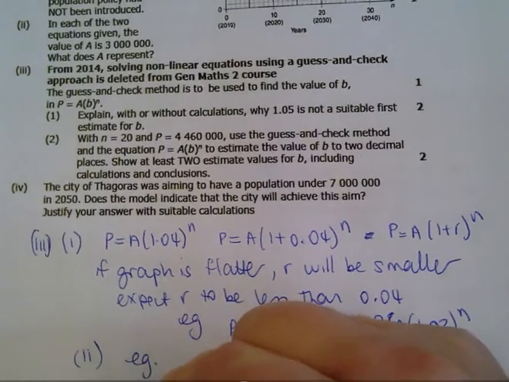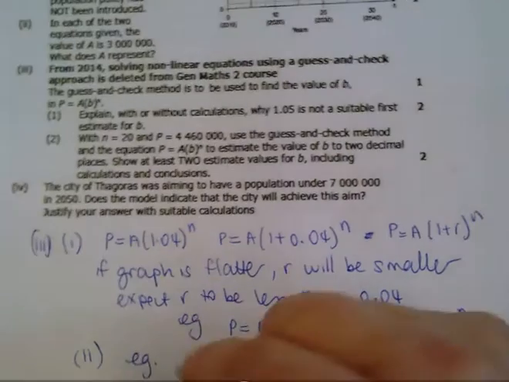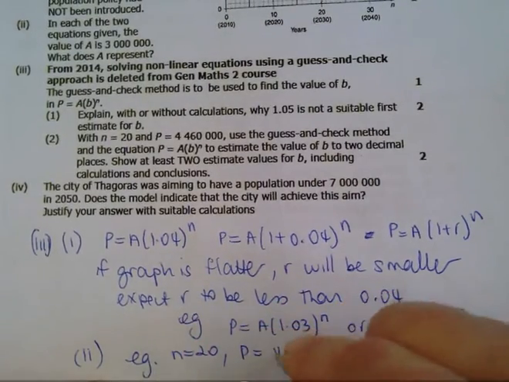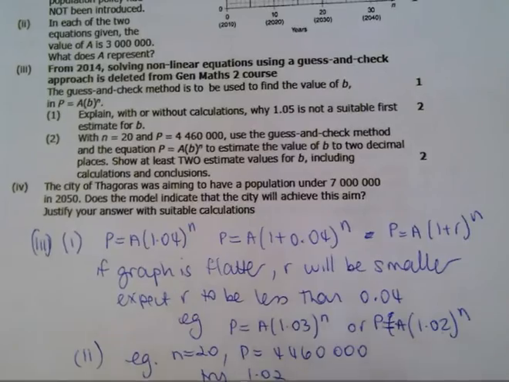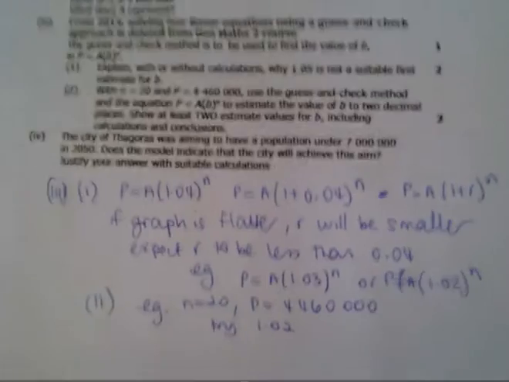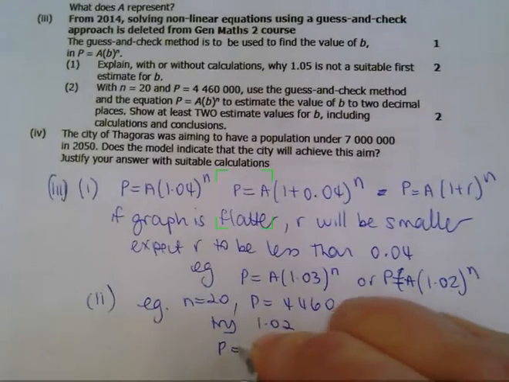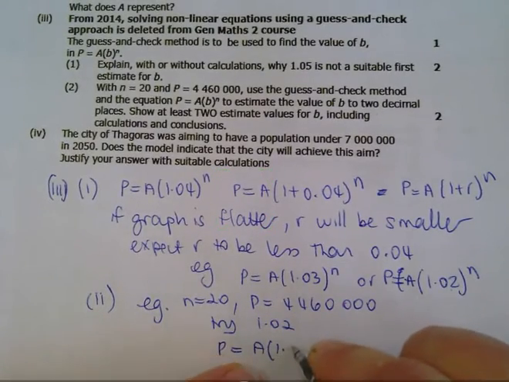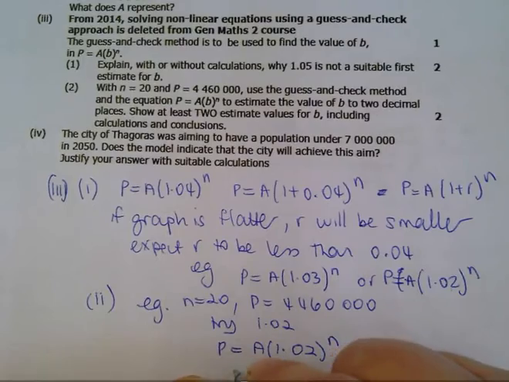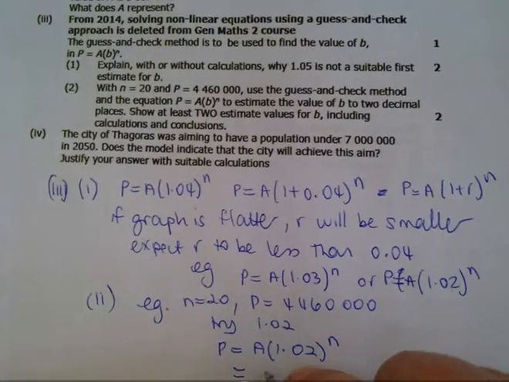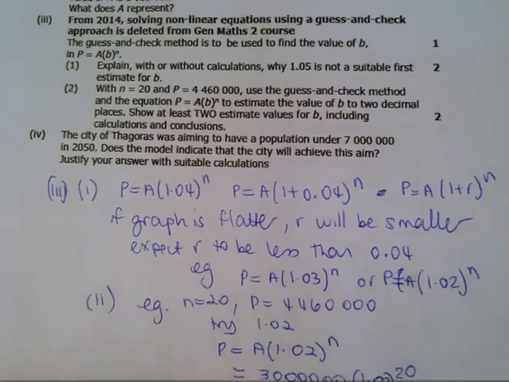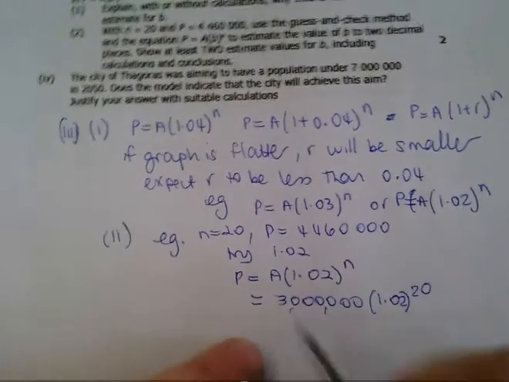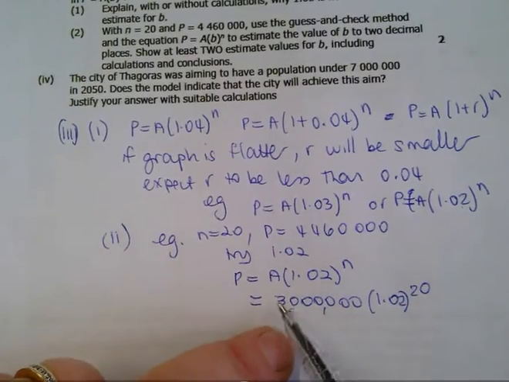So I'm just going to do an example using n is 20, but remember, it is out of the course. I'm going to try that 1.02, okay? So I've got P equals A times 1.02. I'm trying to get a population of 4.46 million. We know that the A is 3 million, but like I said, this is out of the course now. 1.02 to the power of 20. Anyone have a go with 1.02? Don't put in the 4.46 million thing. Just put 3 million.